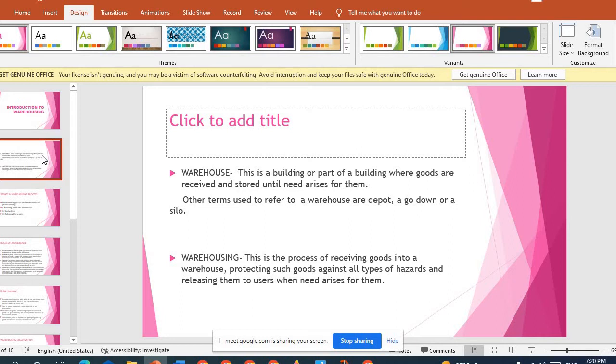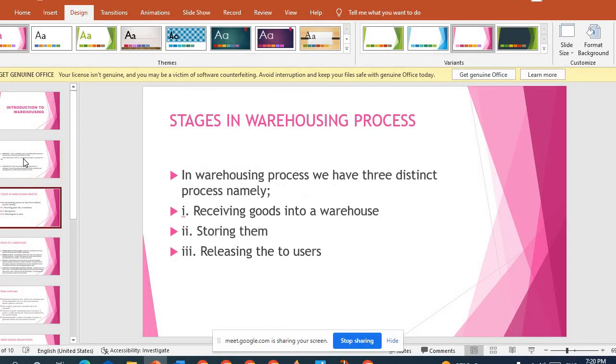So, as Lynette has said, a warehouse is a building or part of a building where goods are received and stored until need arises for them. There are other terms which can be used to refer to a warehouse, and these are a depot, a godown, or a silo. Then, warehousing is the process of receiving goods into a warehouse, protecting such goods against all types of hazards, and releasing them to the user when need arises for them. These hazards can be either fire, rain, among others.